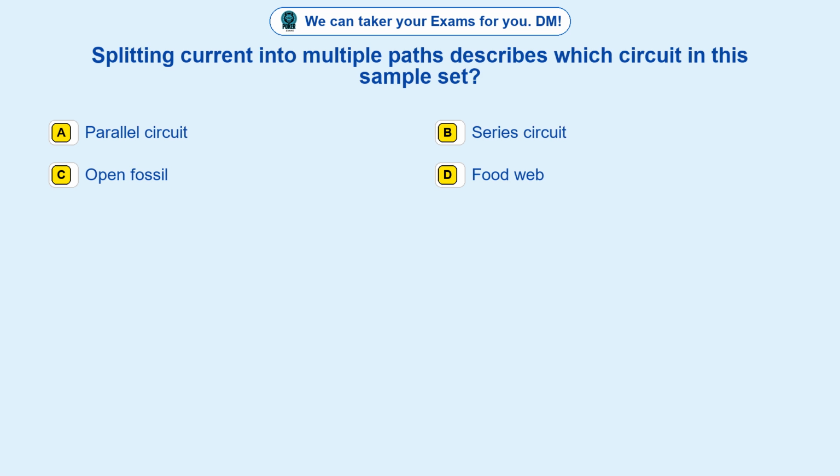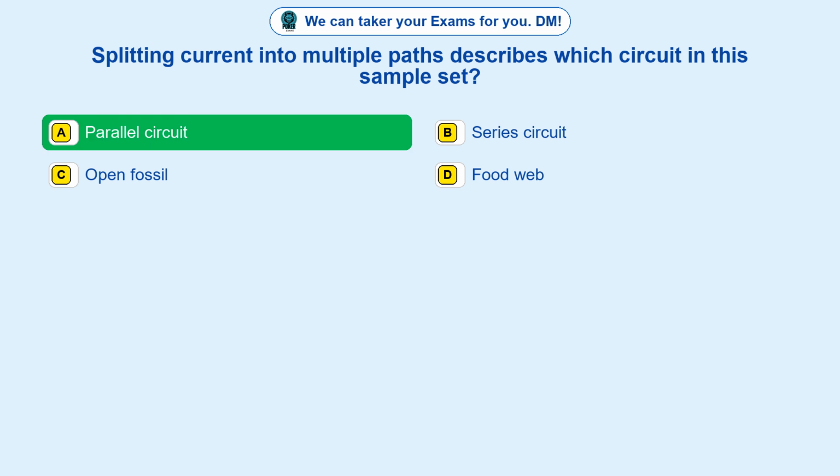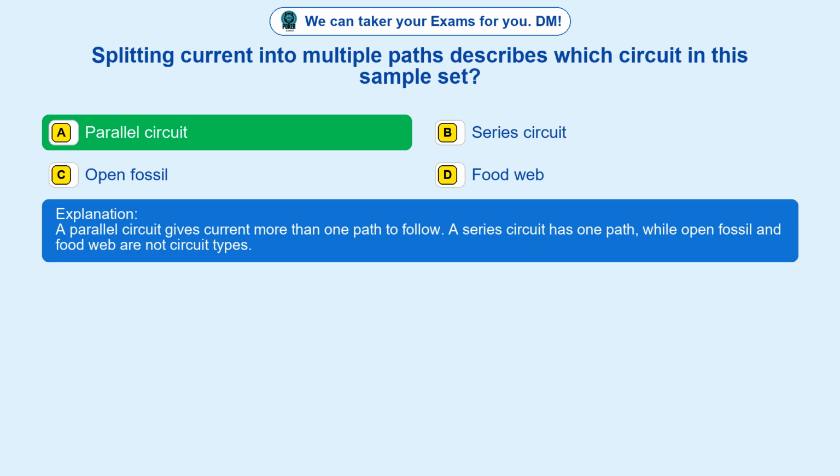Question 72. Splitting current into multiple paths describes which circuit in the sample set? Option A, parallel circuit. Option B, series circuit. Option C, open fossil. Option D, food web. The correct answer is option A. Parallel circuit. A parallel circuit gives current more than one path to follow. A series circuit has one path, while open fossil and food web are not circuit types.